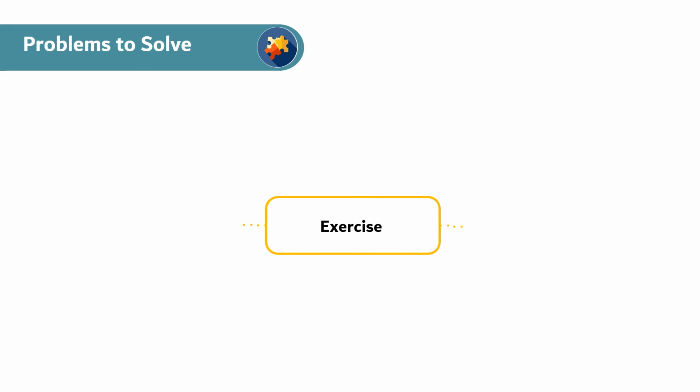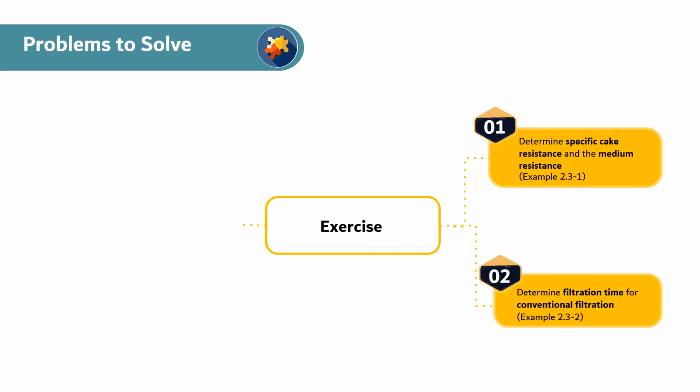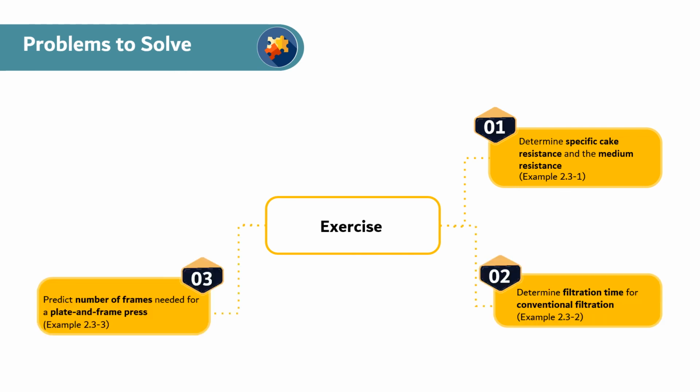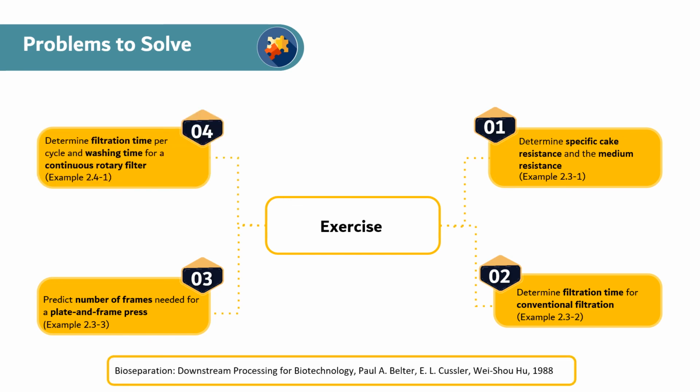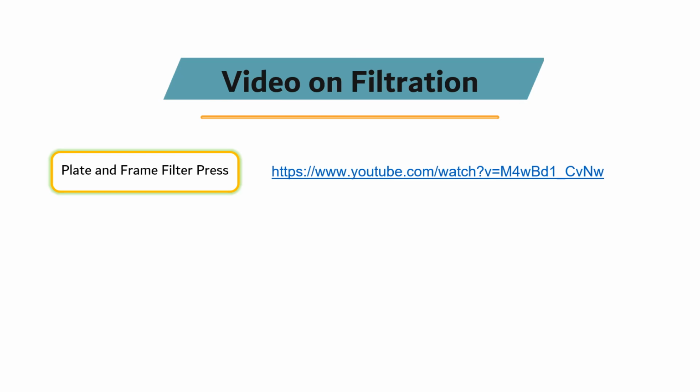In order to get a better understanding of these modules, students are required to do examples from Belter et al. First, example 2.31, page 25. Second, example 2.32, page 27. Third, example 2.33, page 28. Fourth, example 2.41, page 34. You may want to check these videos on YouTube for a better visualization of filtration.